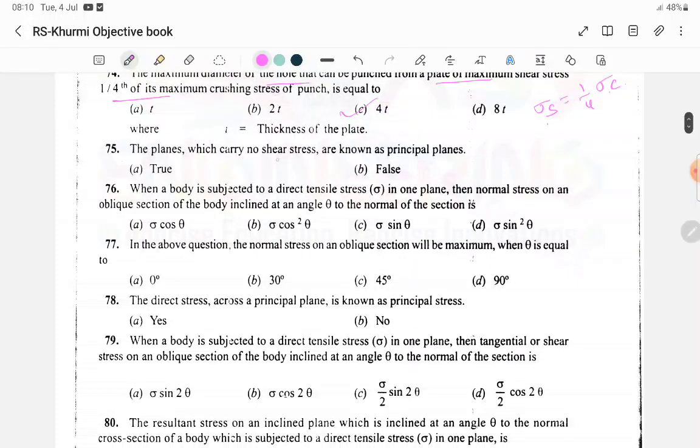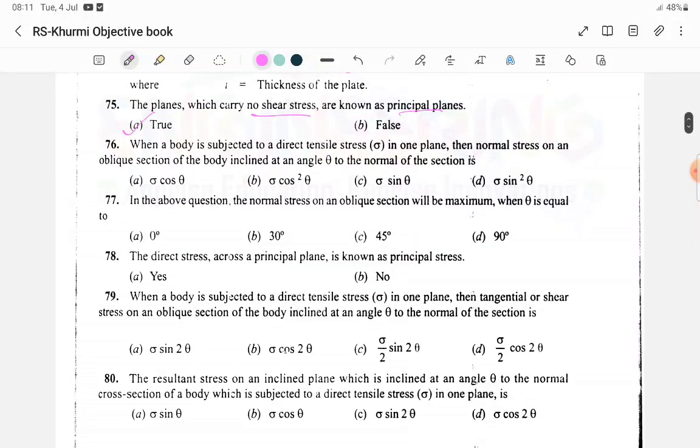The planes which carry no shear stress are known as principal planes. Yes, correct. So on a principal plane, the shear stress is 0. When the body is subjected to direct tensile stress sigma in one plane, the normal stress on the oblique section of a body inclined at an angle theta to the normal to the section is sigma n, and that value is sigma into cos square theta.